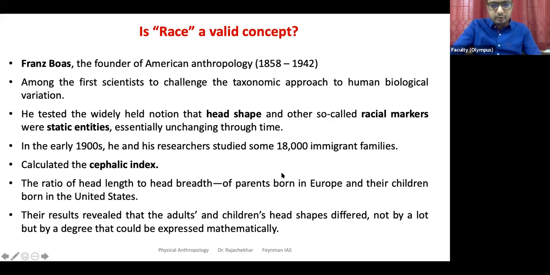How did he come to this conclusion? By measuring cephalic index. Cephalic index of whom? Cephalic index of European parents and American children. And he could reveal that there is a difference that we can observe between the parents' and children's indices.